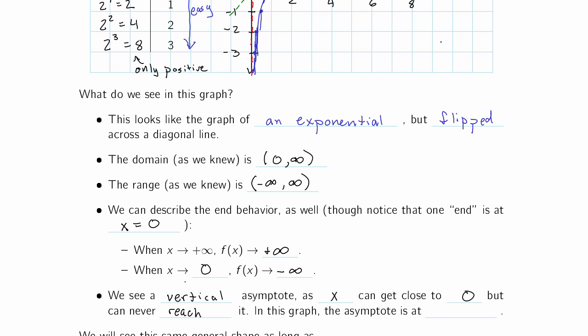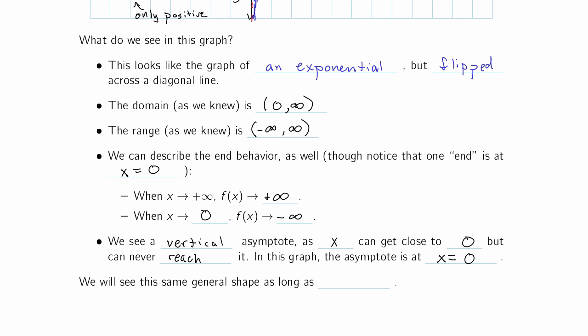The log of a very, very small positive number is going to be a very, very big negative number. In this graph, the asymptote is the vertical line x equals 0. Remember, x equals a number gives us a vertical line. And we'll see this same general shape as long as our base is greater than 1. Just like with the exponential, the log has a somewhat different general shape if the base is between 0 and 1. And that's what we'll see in the next video.